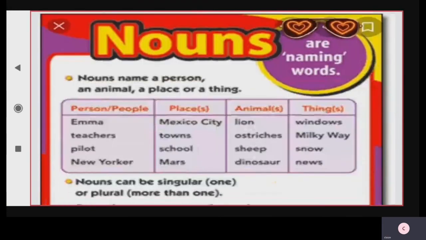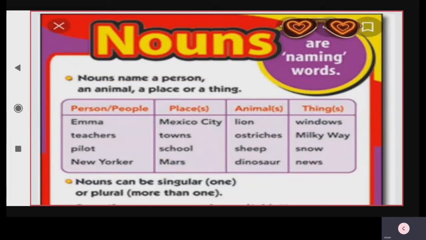Nouns. Nouns are naming words. Nouns name a person, an animal, a place, or a thing. In short, a noun is the name of anything. Take a glance at the examples, children. Person, people: Ima, teachers, pilot, New Yorker.